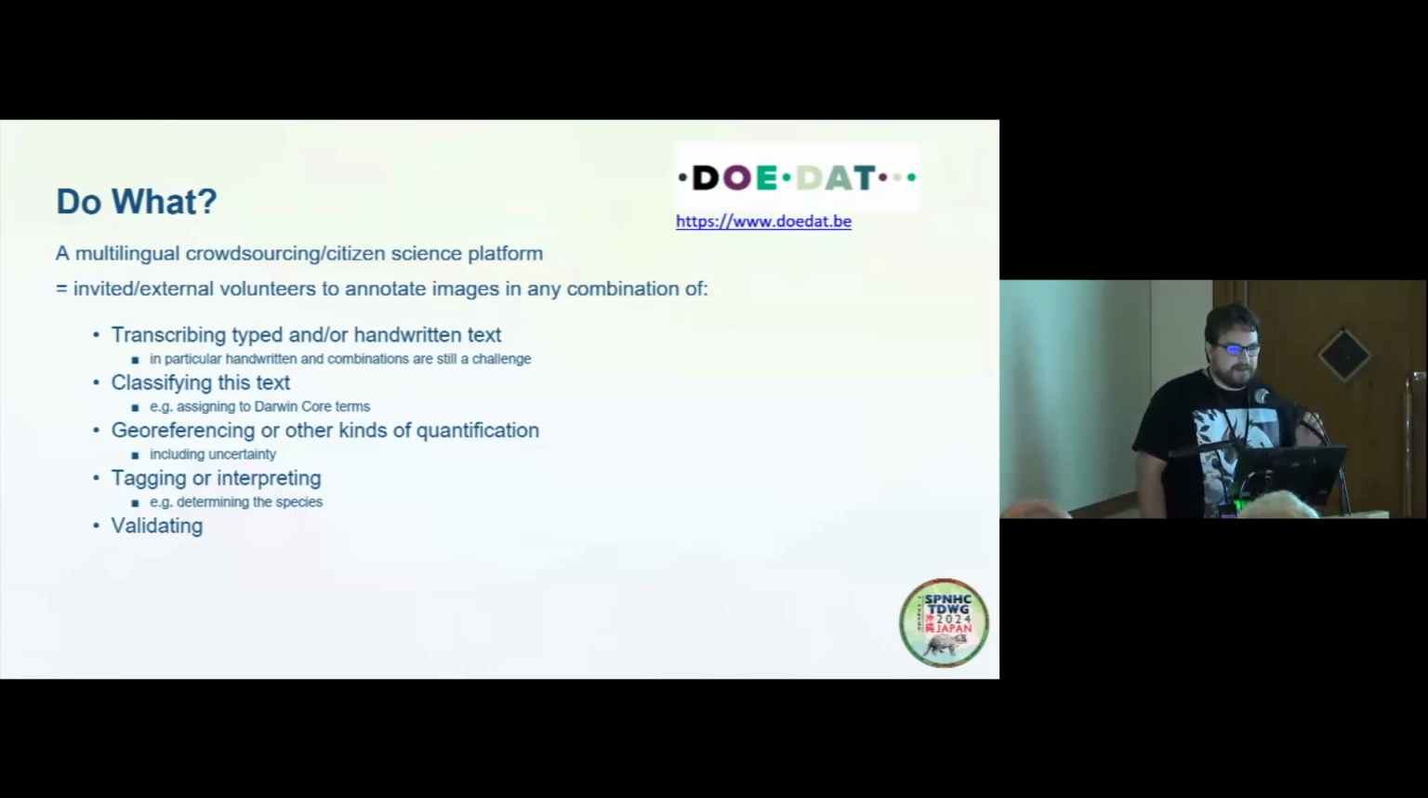A second one is classifying this text in the right categories, for instance, Darwin Core terms. But there's also interpretations being made to these types of images. So georeferencing is one that we have very commonly done to our specimens, but there may also be other kinds of quantifications, and there may also be tagging. For instance, if we have photographs or old postcards, there may be interpretations of what they depict or who the people are on them or what occasions they show in the past.